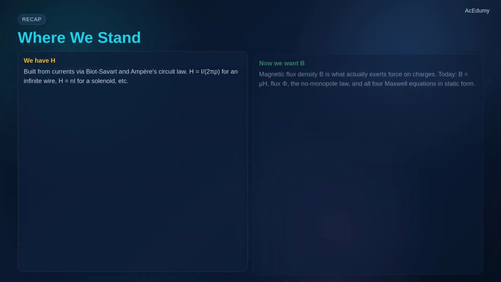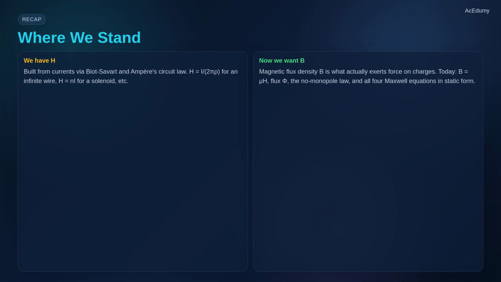In the past two videos, we built up the magnetic field H. We got it from Biot-Savart by integrating along currents, and more elegantly from Ampere's circuit law when the geometry was symmetric. But H is not the only magnetic field quantity we care about. There is a second one called B, the magnetic flux density, and today we connect the two. We will then write down all four of Maxwell's equations in their static form.